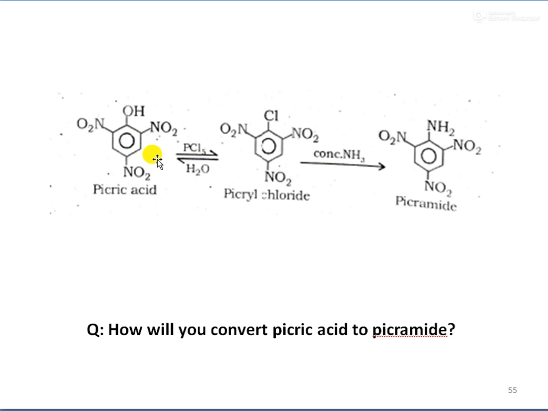So another point is that picric acid can be used for the synthesis of picramide. That is, the OH group is substituted by the NH2 group. For that, at first the OH group is treated with PCl5, and this causes a Cl group to attach here in the place of OH. This is the compound, and this is picryl chloride. And again, on treatment with concentrated ammonia, an NH2 group is substituted in place of chlorine, and this is the picramide.